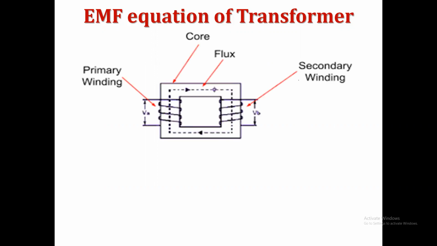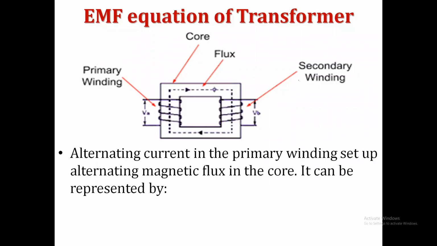This is the transformer, the basic view of the transformer. Primary winding, core, secondary winding are the three essential parts. The movable part is the magnetic flux, and the primary winding is connected to AC supply. Secondary winding is connected to the load. Alternating current in the primary winding sets up alternating magnetic flux in the core.